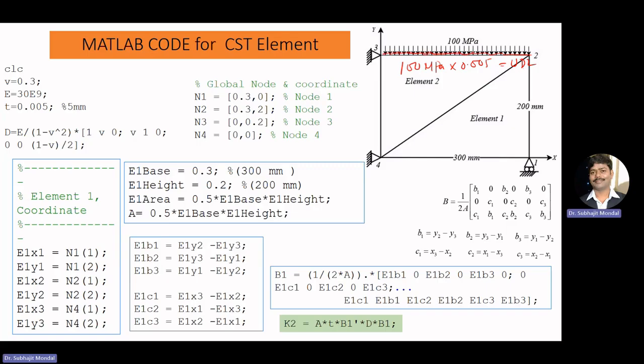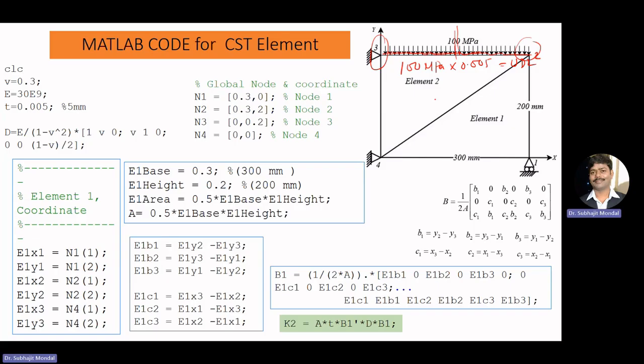In this edge, from the visualization, you can see half of the load will be carried by this node and half of the load will be shared by this node. Node number 2 and node number 3 will share the load here.